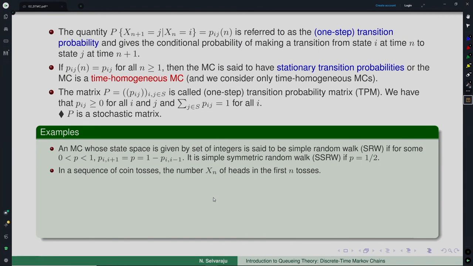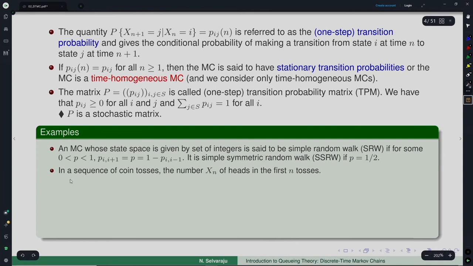Now, this example we have already seen: the number of heads in the first n tosses in a sequence of coin tosses, right. You toss a coin an infinite number of times, and you count the number of heads in the first n tosses. So, in that sequence, suppose you count this Xn, right.